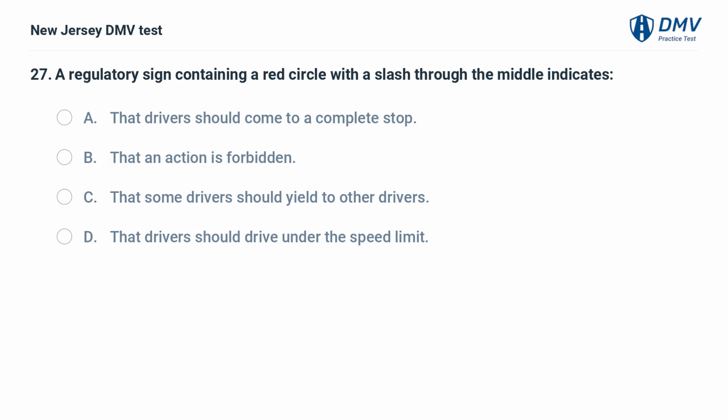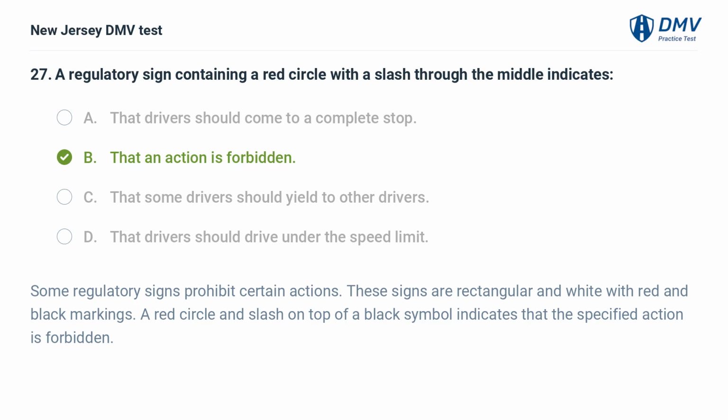A regulatory sign containing a red circle with a slash through the middle indicates: A. That drivers should come to a complete stop. B. That an action is forbidden. C. That some drivers should yield to other drivers. D. That drivers should drive under the speed limit. B. That an action is forbidden.